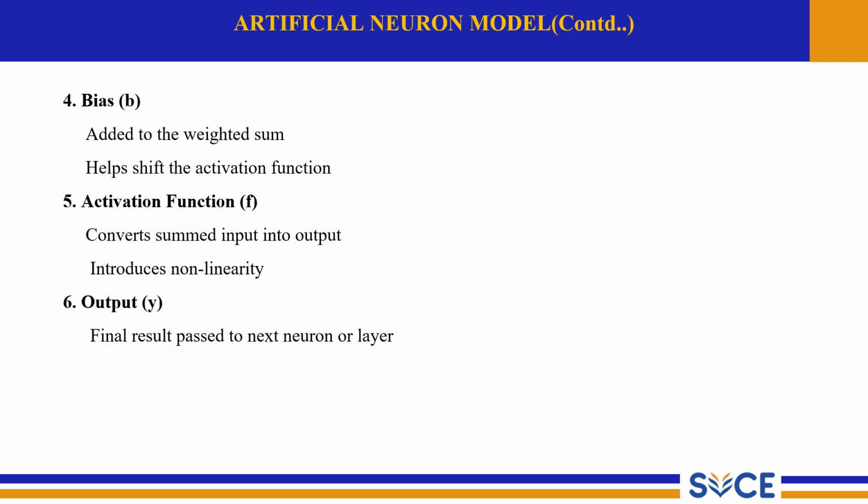Sixth one is output. The final output of the neuron, denoted as y, equals the summation of w_i times x_i plus b, which is what the neuron passes to the next layer or serves as the final output if it is the output layer. This output represents the neuron's decision or response based on the input it received. So the bias shifts the function, the activation function adds non-linearity, and the output is the final result that flows through the network, enabling the ANN to learn and make predictions.